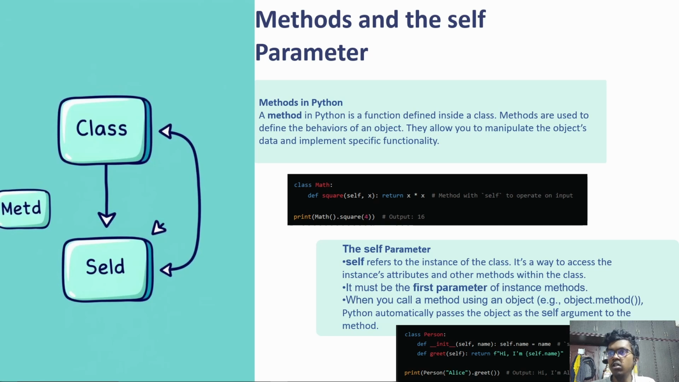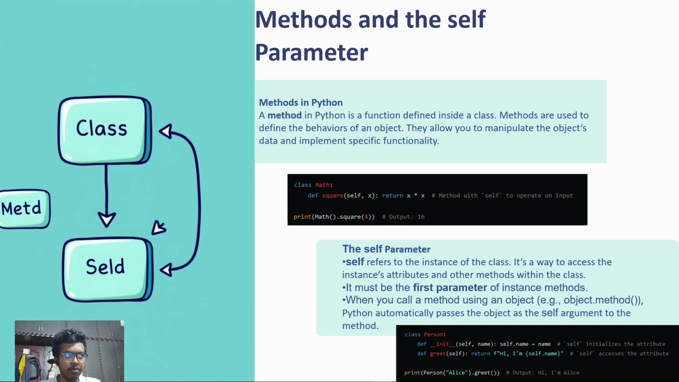The self parameter refers to the instance of a class. It's a way of accessing the instance attributes and other methods within the class. It must be the first parameter of the instance method. When you call a method using an object, for example object.method, Python automatically passes the object as the self argument of the method. I have given an example here. Hang on, I'll just move to the right. Here, you can see it.